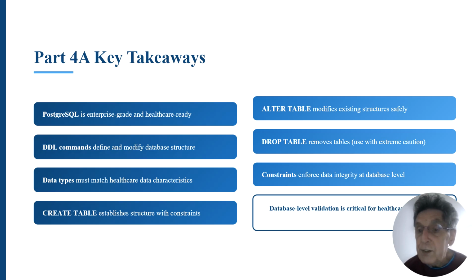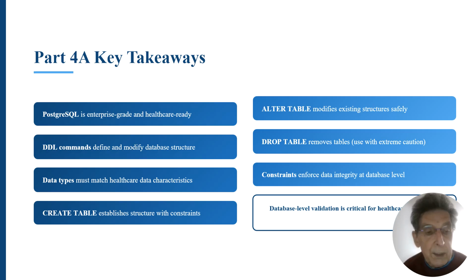Data definition language defines the structure using create, alter, and drop to modify the database skeleton. Data types matter because the right type equals storage efficiency and validation plus performance. Create table with constraints builds quality in from the start. Alter table handles evolution because schemas change, so you want to do it safely. Drop table requires caution because it's irreversible. Always back up first. Constraints enforce integrity by pushing validation to the database level, not to your code.